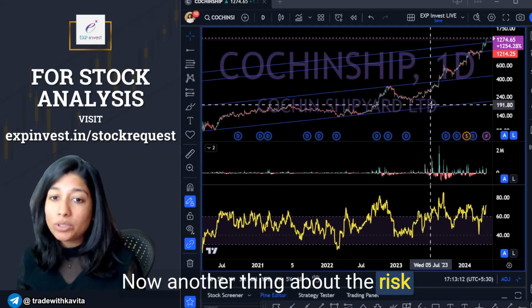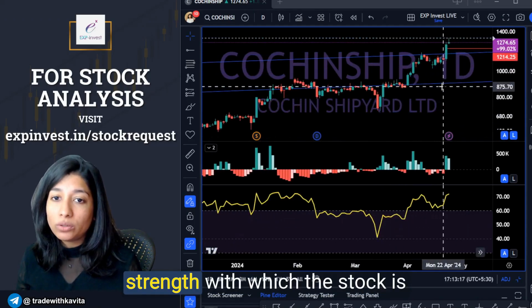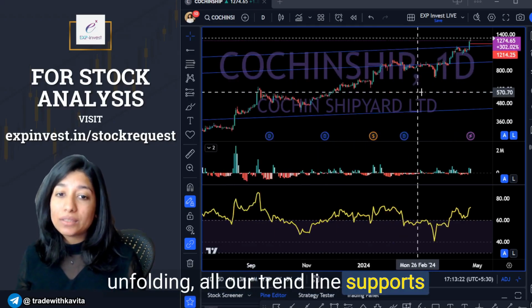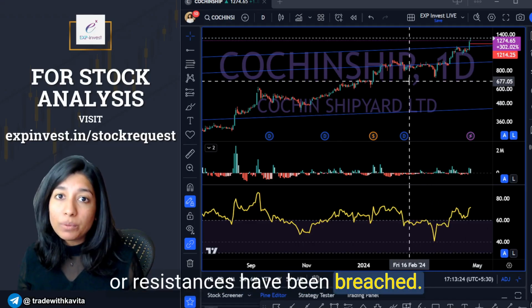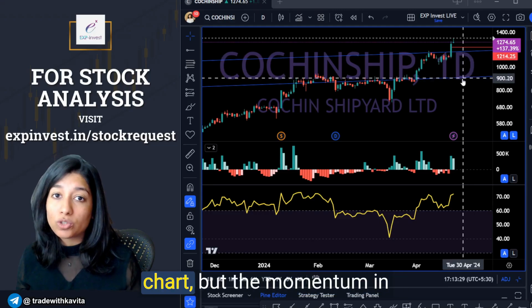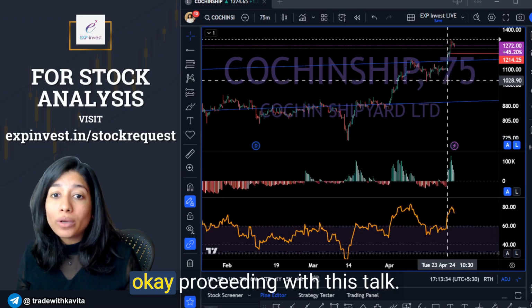Another thing about the risk reward ratio here is that given the strength with which the stock is unfolding, all our trend line supports or resistances have been breached. So we don't really have a number on the target that we can assess on the basis of this chart. But the momentum in the stock is so strong that I am okay proceeding with this.